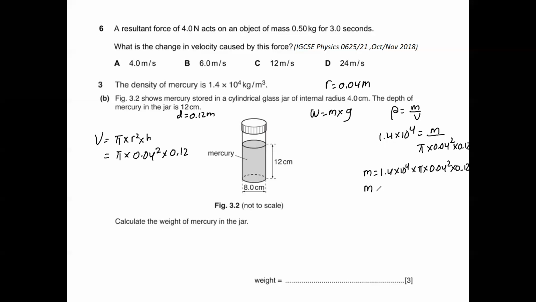So this one, the answer is 8.4446. And then we round it, it becomes 8.4 kilogram. And then we insert it into the weight formula. So weight equals 8.4 times the gravity, which is 10. So the weight equals 84 Newton.